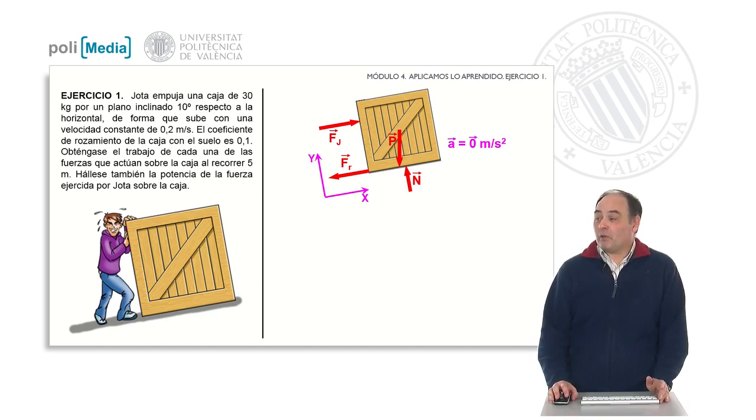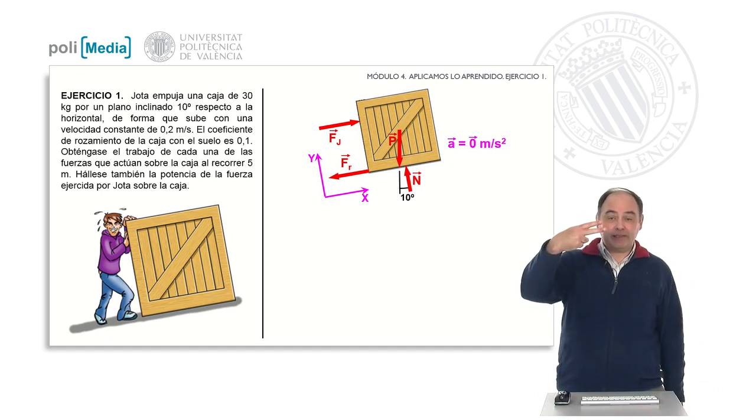We are going to need a coordinate system that we are going to represent here, not for being obligatory but for being the most comfortable, since in this way 3 of the forces, the one exerted by Jota, the friction force and the normal force, are parallel to the axes, and the only one that is oblique with respect to them is the weight, so we only have the complication of extracting the components of one of these forces, the weight in particular. For this we have to know the 10 degrees.